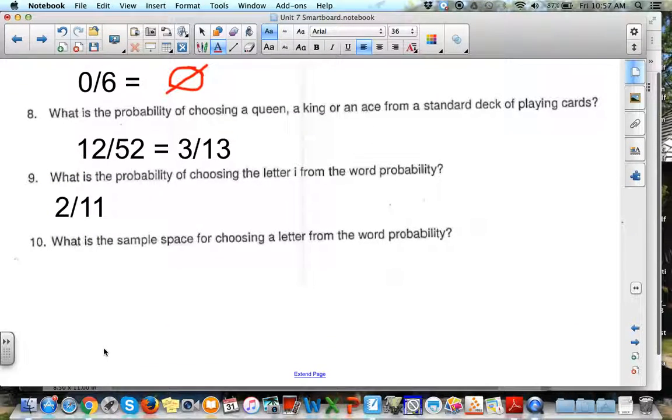And number 10, you might not have known how to answer that. What it's asking you for is, what are my options if I'm looking at the word probability? Or like for number 8, what are my options for choosing something out of a standard deck of playing cards? And I need you to list all of those options for me. The way we're going to do that is with curly brackets. And so we're going to have our curly brackets, and we're going to list each element separated by a comma.